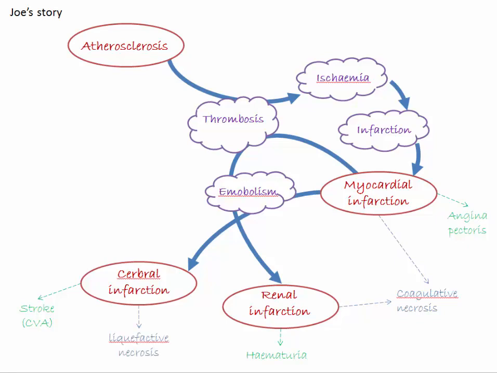This time, the changes were quite different morphologically. The brain actually dissolved and underwent liquefactive necrosis, unlike coagulative necrosis in other tissues, but it was still the process of infarction.